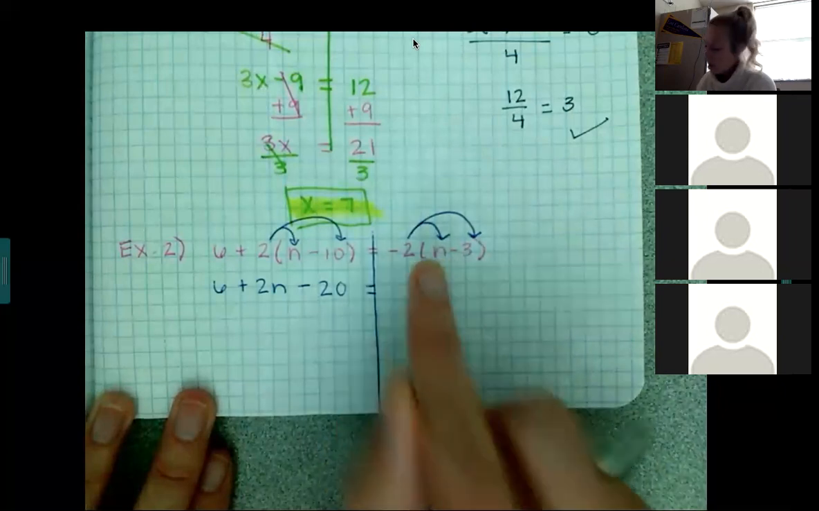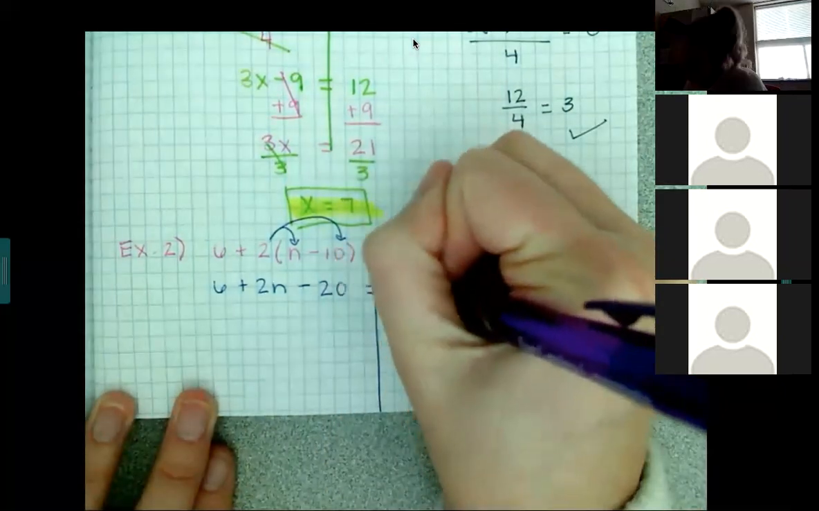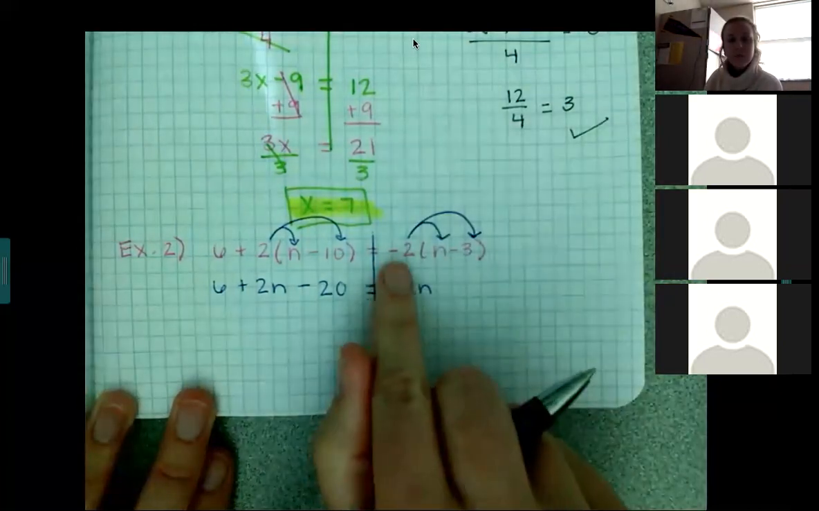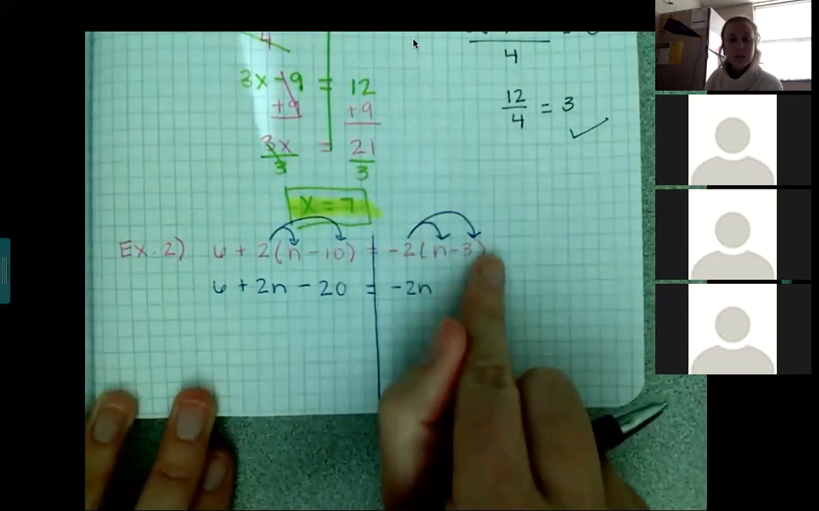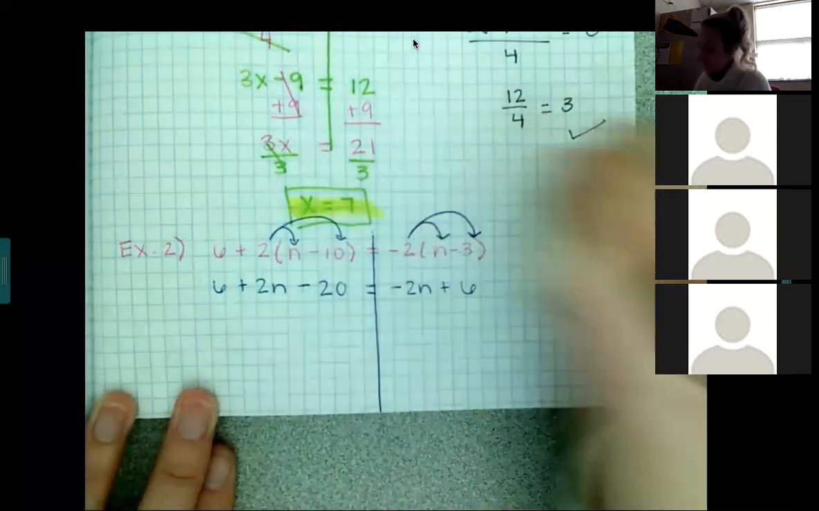Negative 2n. Negative 2n. Good. Negative 2n. What's negative 2 times negative 3? Positive 6. Positive 6. Good job.